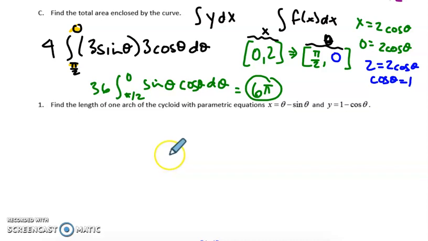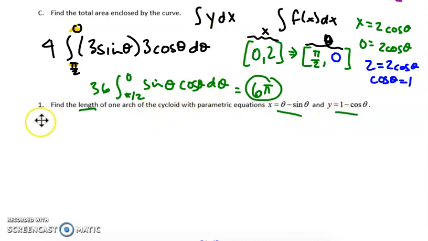Alrighty, let's do a couple of practice problems with parametrics in polar form. I call them parametrics in polar form because the independent variable is theta. And they actually want an arc length here, the length of one arch of the cycloid with these parametric equations.